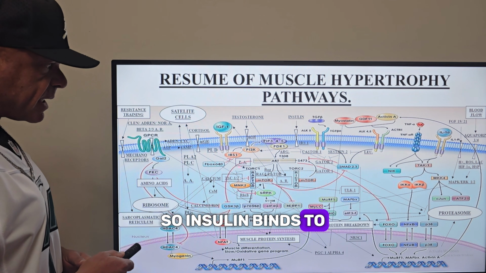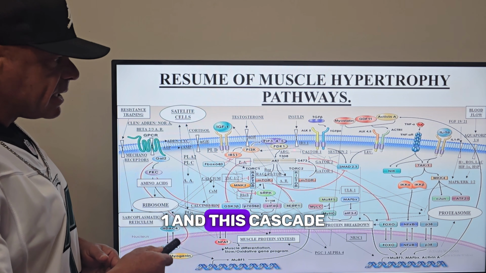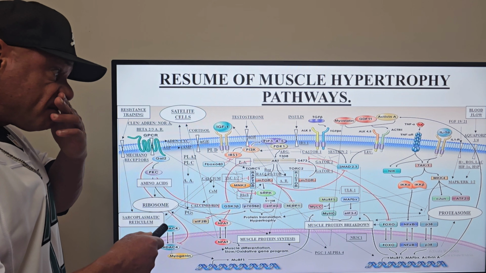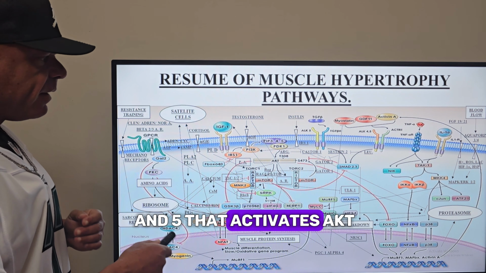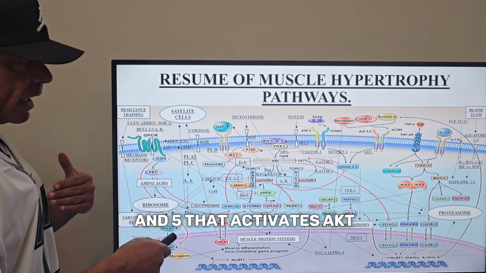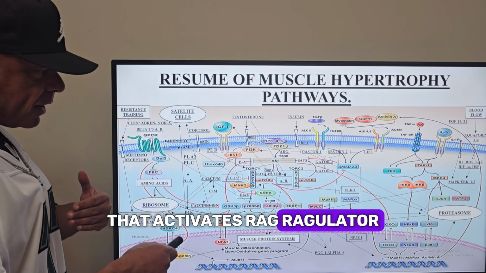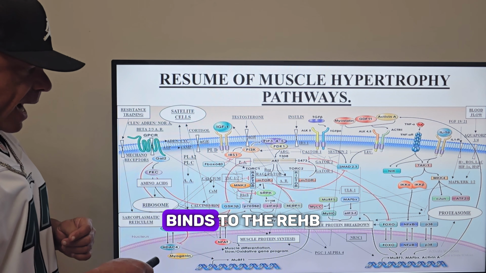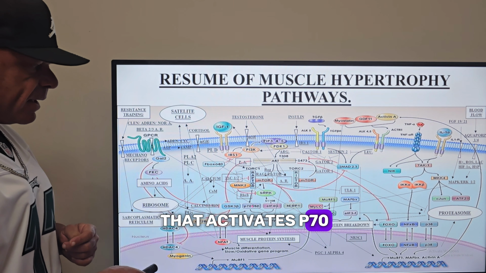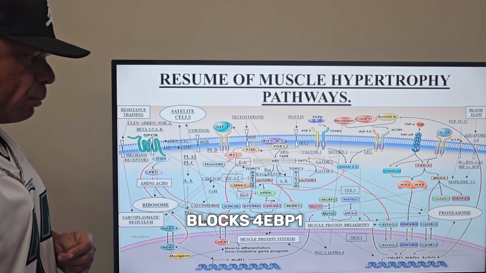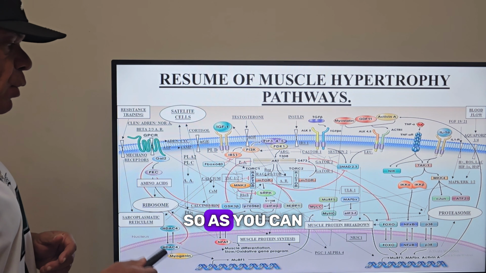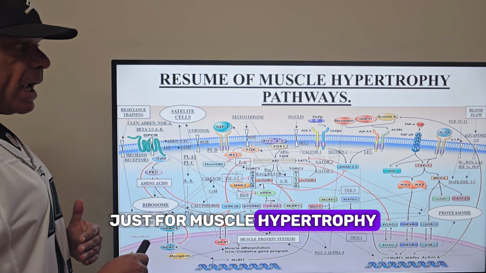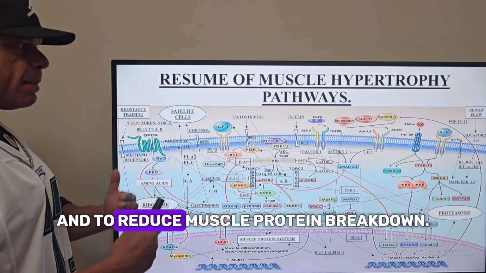Insulin binds to its receptor, so IRS1, and does a cascade by activating PI3K, by activating PIP3, 4, and 5. So activates AKT, activates RAG regulator, RAG regulator activates mTORC1, that this mTORC1 binds to the Rheb and it activates P70S6K and blocks 4E-BP1. So as you can see, we have different mechanisms just for muscle hypertrophy and to increase muscle hypertrophy and to reduce muscle protein breakdown.